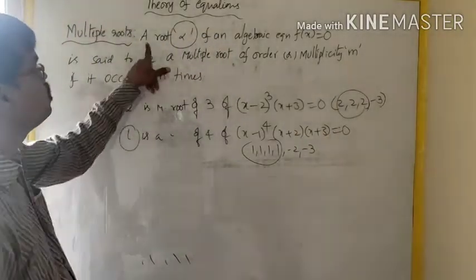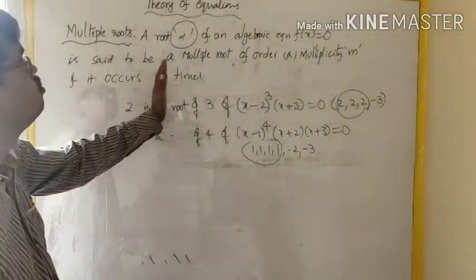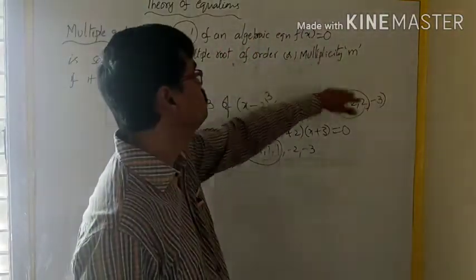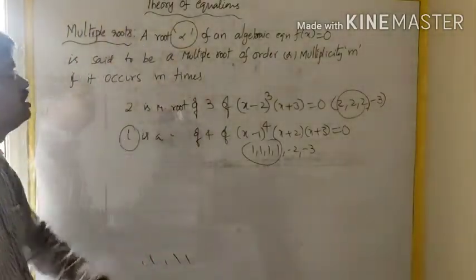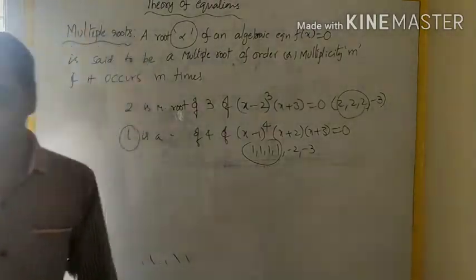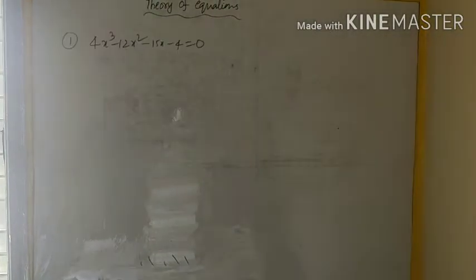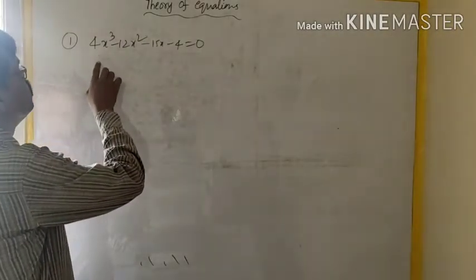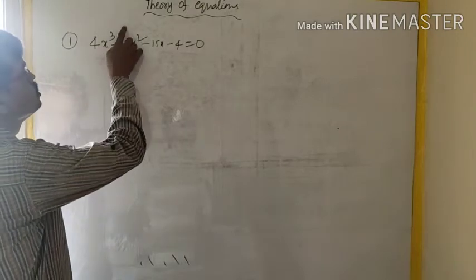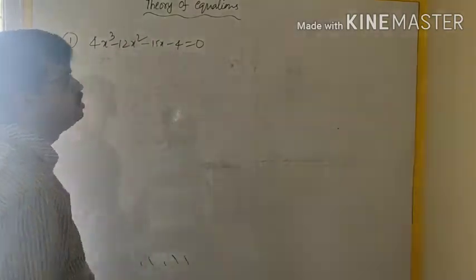Okay, so a root alpha of an equation f of x equal to 0 is said to be a multiple root of order or multiplicity m if it occurs m times. Based on this concept we will solve some problems. Now see the first example. Find the repeated root of the equation 4x cube minus 12x square minus 15x minus 4 is equal to 0.